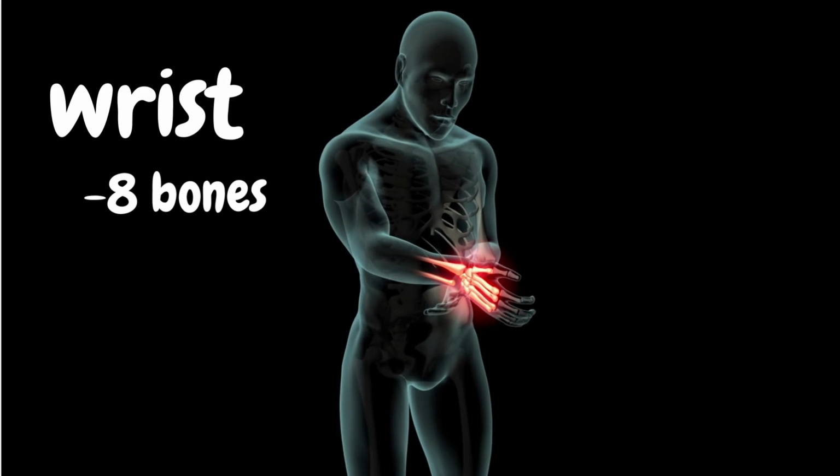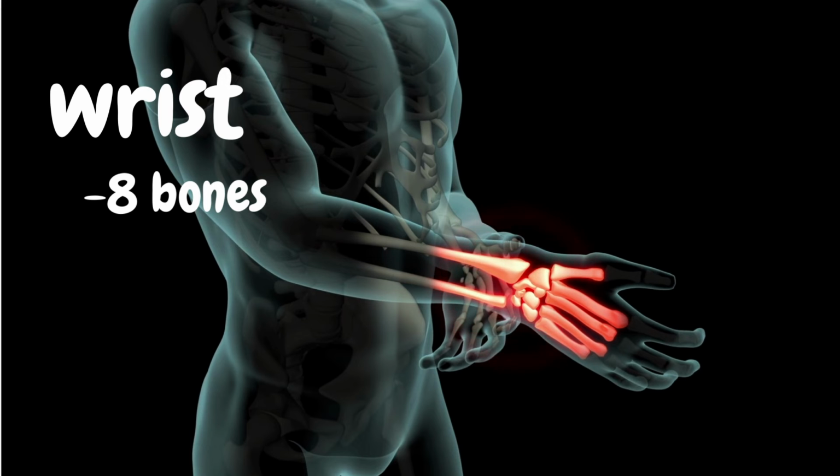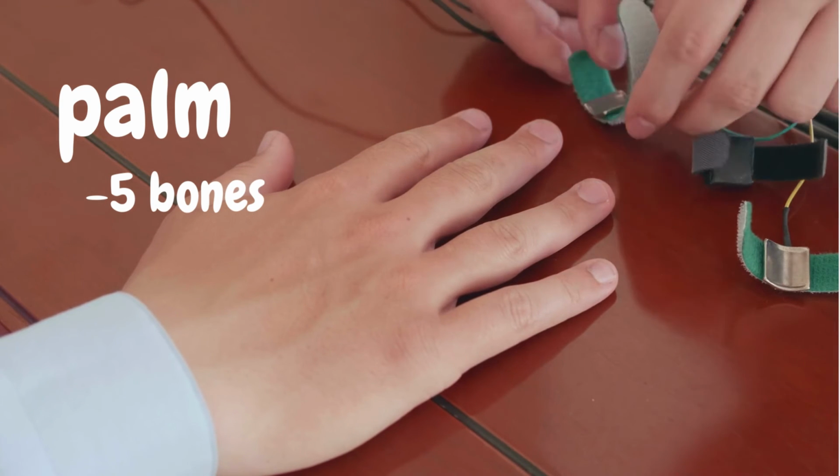The wrist connects the hand to the forearm. Each wrist or carpal consists of 8 bones. The palm or metacarpal has 5 bones.